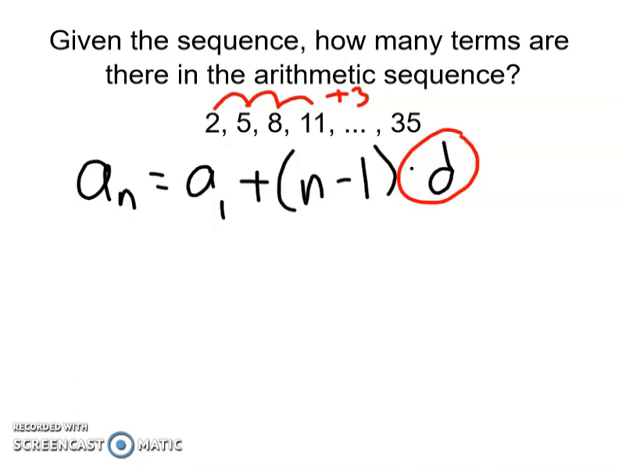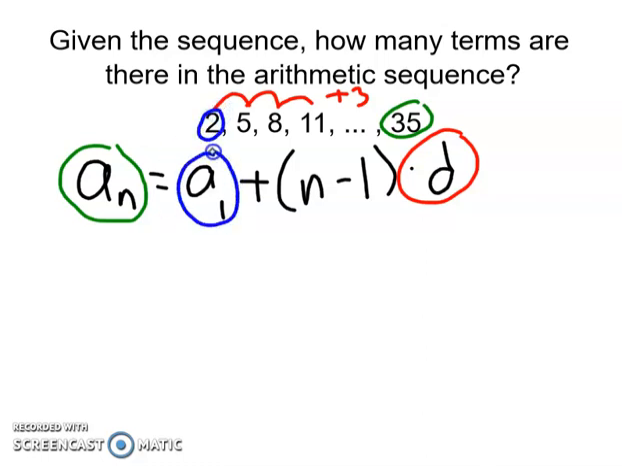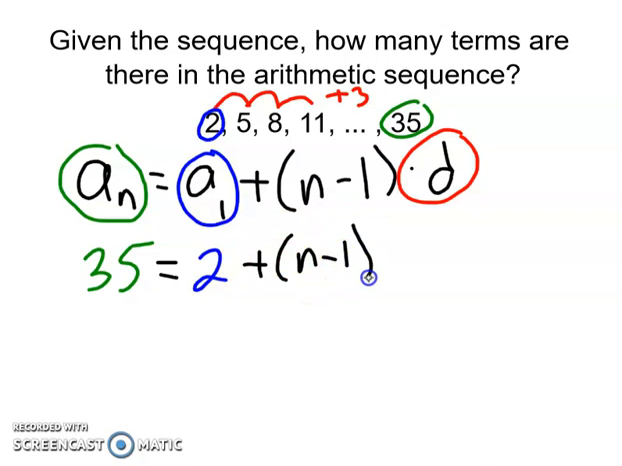A sub n is the end point, pretty much. So what we want to use is a sub n. We're actually going to replace that with 35, because 35 is the end of the sequence. We know that the first term is going to be 2, and we don't know n. So we eventually want to be solving for n. So our equation is going to look like such. 35 is equal to our first term, 2, plus n minus 1 times our difference of 3.